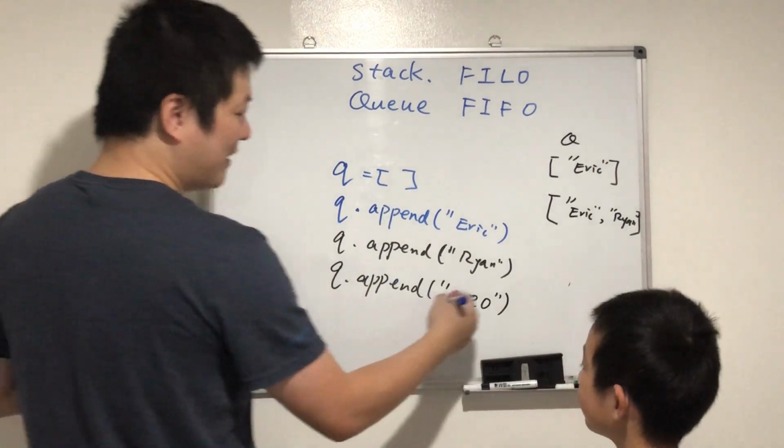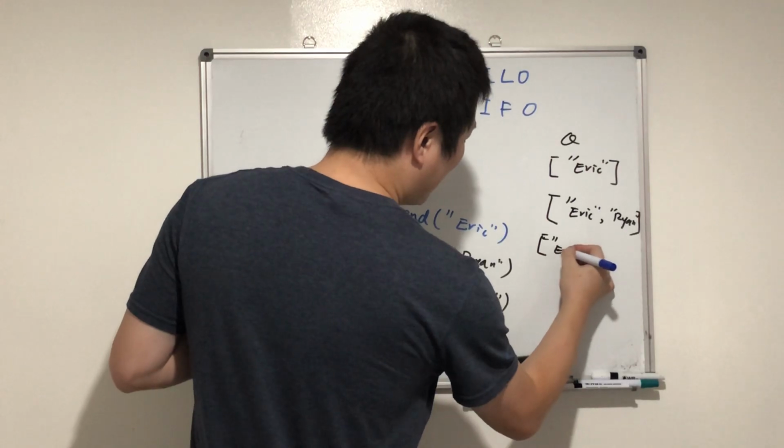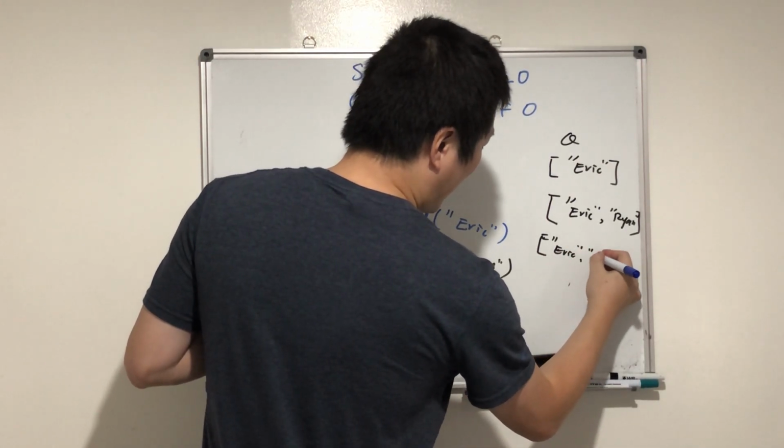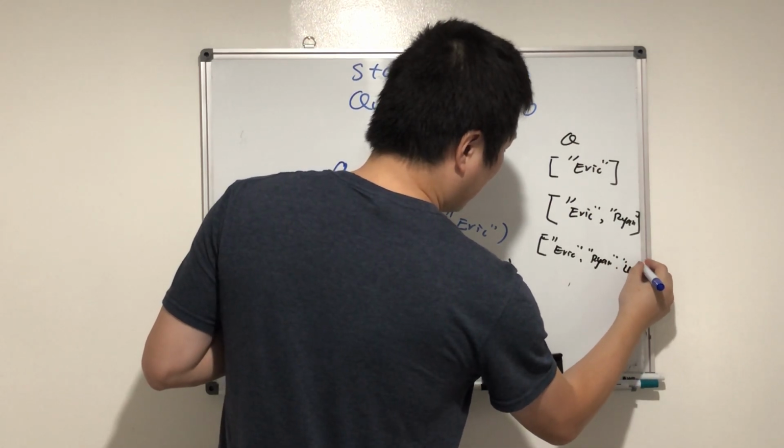So what happens next? Then the Q will become what? Eric, Ryan, Leo.